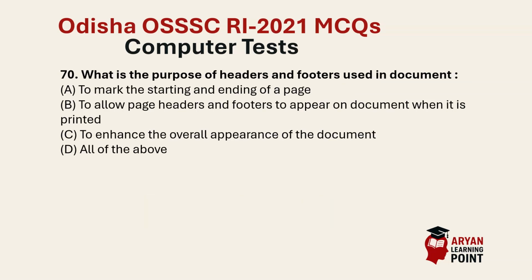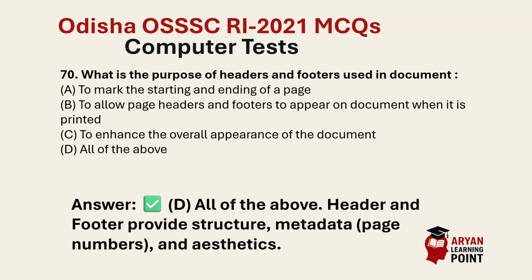70. What is the purpose of headers and footers used in a document? A. To mark the starting and ending of a page. B. To allow page headers and footers to appear on the document when it is printed. C. To enhance the overall appearance of the document. D. All of the above. Answer D. All of the above. Header and footer provide structure, metadata, page numbers, and aesthetics.